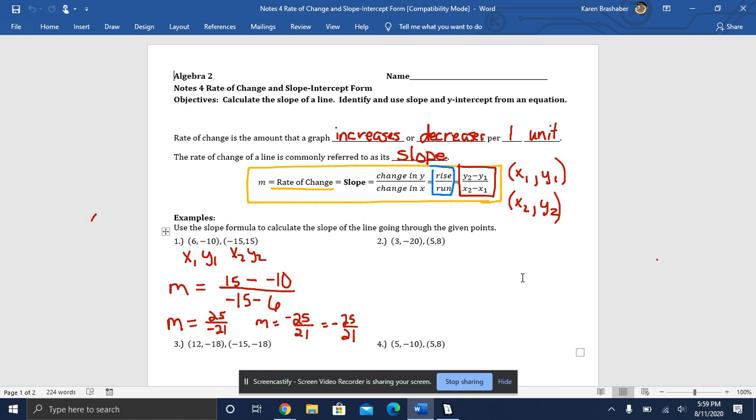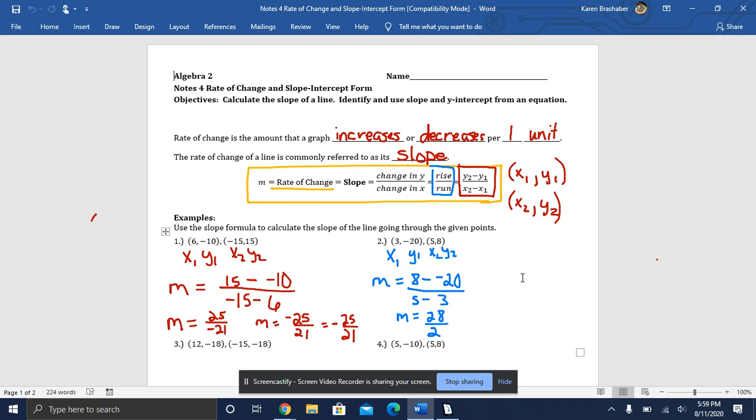All right, so for your second problem, we have another set of ordered pairs. So first x, first y, second x, second y. I would recommend that you do this labeling. So your slope is second y, so 8 minus first y, which is negative 20, over second x, which is 5, minus first x, which is 3. And so in that problem, 8 minus negative 20 is 28, and 5 minus 3 is 2.